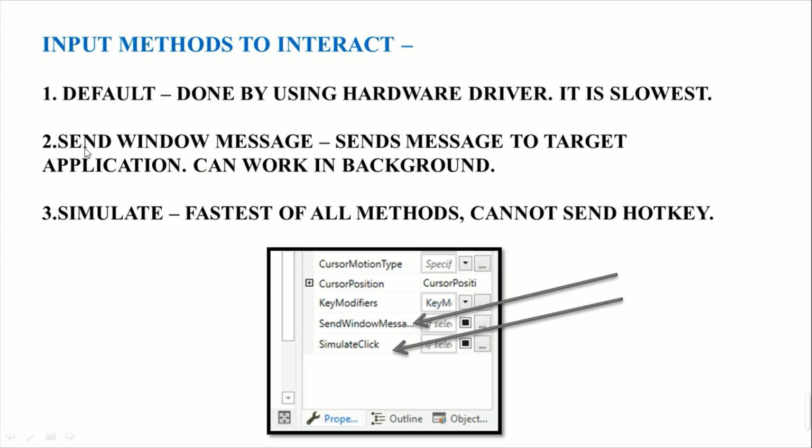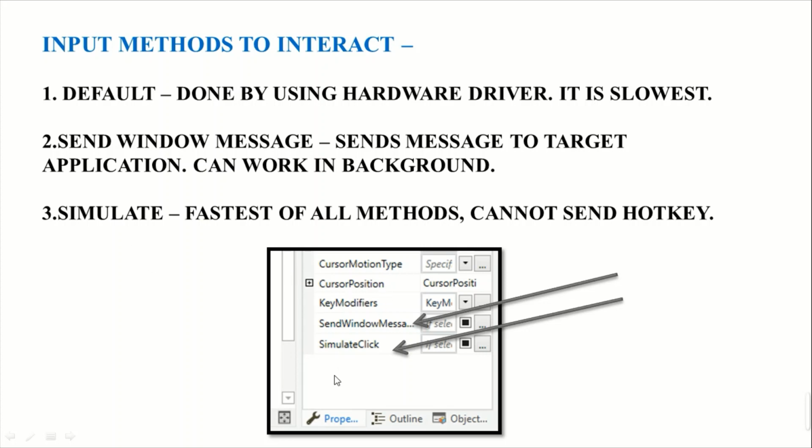The second one is the send window message method. It sends the message to the target application as required and works accordingly. It can work in the background. The third one is simulate click or simulate type. It is the fastest of all the methods. It can work easily in the background, but the main disadvantage is it cannot send the hotkey. The other two methods can send the hotkey between the activities, but simulate type cannot send the hotkey.